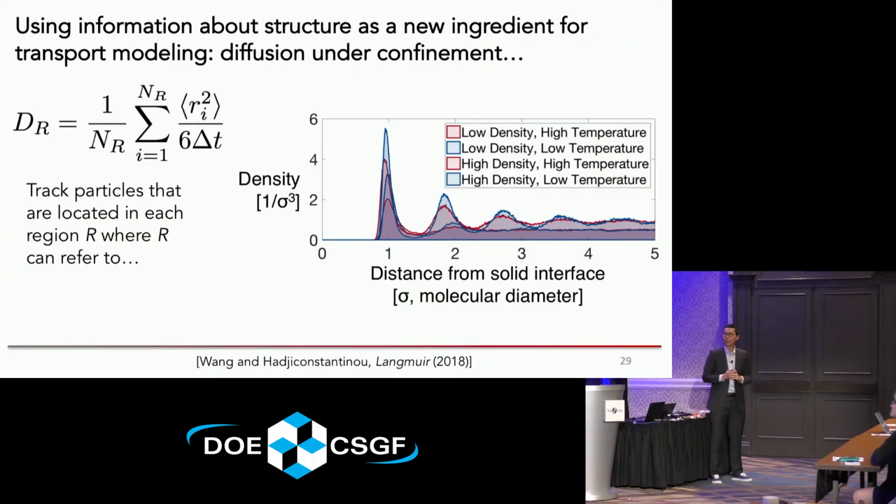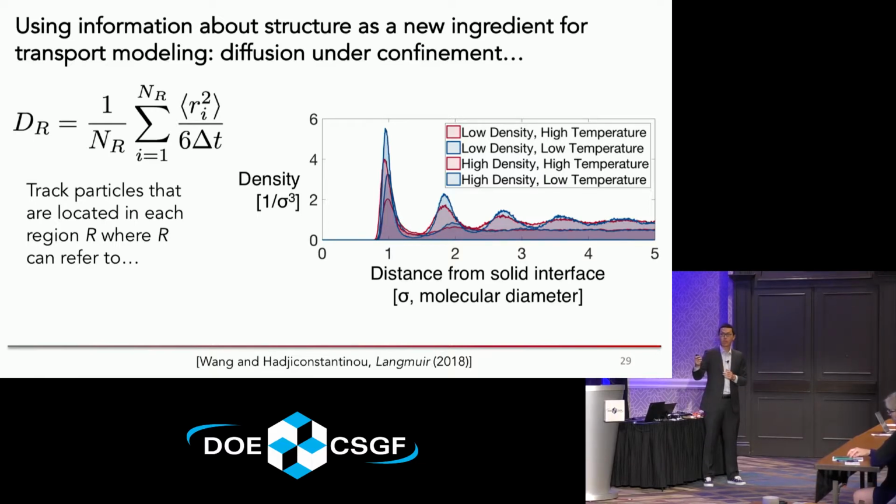So that's kind of a neat example. Another transport example where knowledge of the fluid structure really, really helps is this case where we tried to study diffusion under confinement. Diffusion is a very important transport process. We don't, however, at the macro scale usually think of diffusion varying wildly with space.